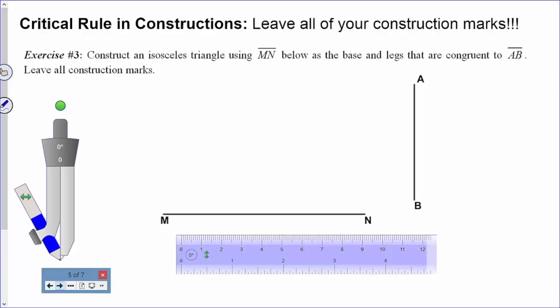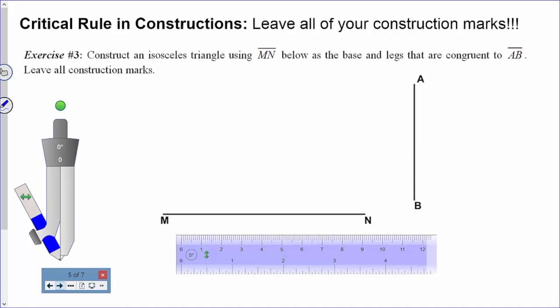Exercise number 3. Construct an isosceles triangle using segment MN below as the base and legs that are congruent to segment AB. Leave all construction marks. All right, so I want to make an isosceles triangle. I'm going to use this as its base, but then I want the two equal legs to be the length of AB. Okay, just the length of AB. So, how do I do that?